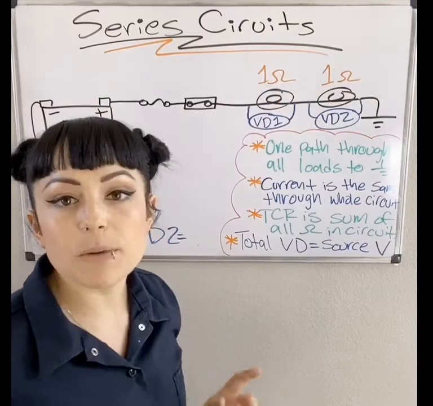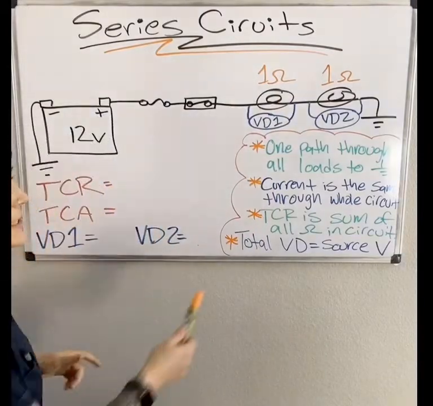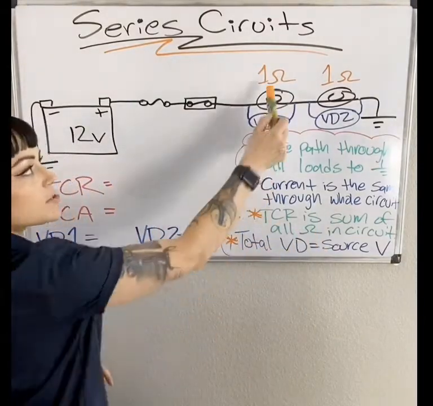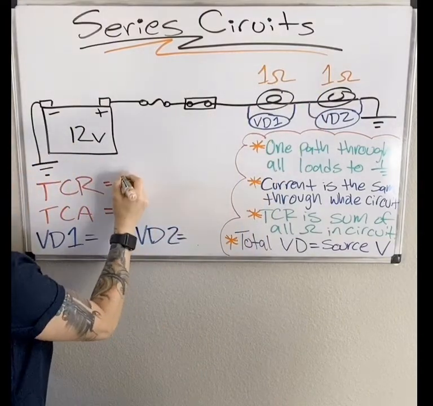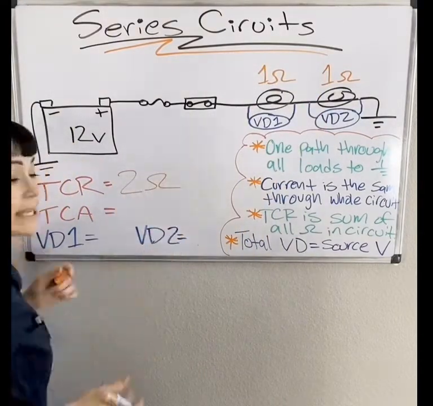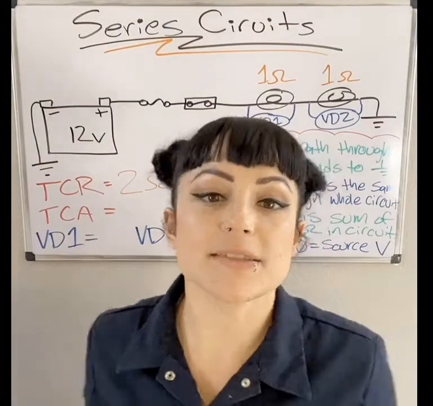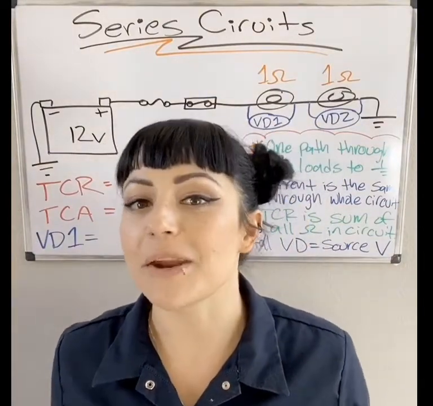So let's do that real quick before we forget. TCR is the sum of resistance in the circuit, so let's add 1 plus 1. My TCR is 2 ohms. Easy peasy. Almost as easy as a simple circuit, except we had to do a little bit of adding.